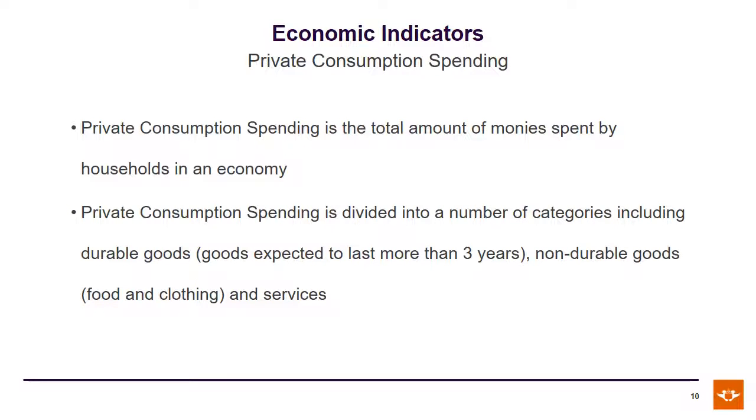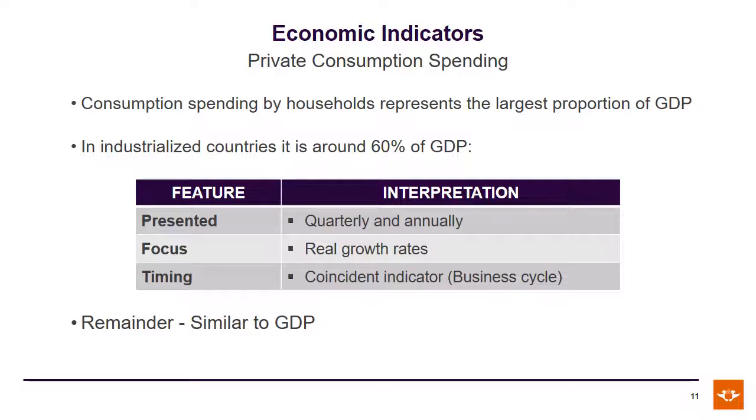Private consumption spending is the total amount of money spent by households in an economy. The spending can be broken up into different categories, including durable goods, goods expected to last more than 3 years, and non-durable goods such as food, clothing, and services. As for GDP, the information presented on consumption spending tends to be done quarterly or annually. Unlike GDP, the focus here is on real growth rates. But in terms of its impact on inflation, interest rates, shares, bonds, and exchange rates, its impact is similar to GDP.